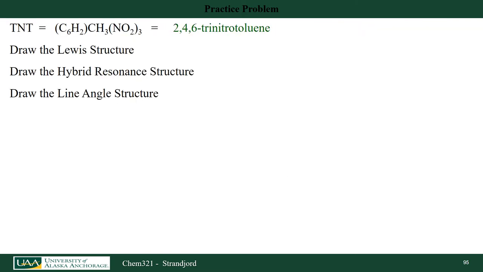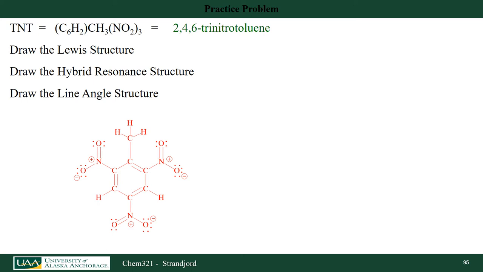So let's look at TNT, okay? Or 2,4,6-trinitrotoluene. We'll draw the Lewis structure, we'll draw the resonance structure, and then we'll draw the line angle structure. So here's the Lewis structure, okay? And there's a lot going on here.